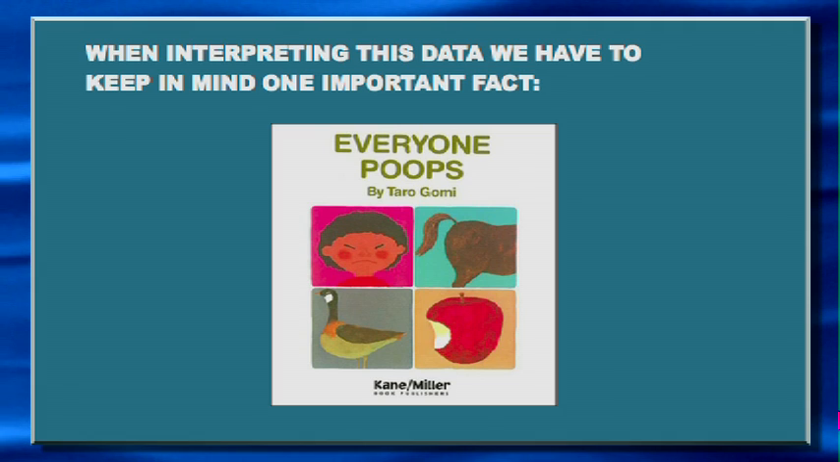If anyone wants to buy a copy of this book for the library, I would be very happy. It's available on Amazon, and in this, Taro Gomi describes for 3-year-olds that everybody poops. Okay, so humans poop, horses poop, cows poop, pigs poop, zebras poop, ducks poop. It's a whole book full of poop.